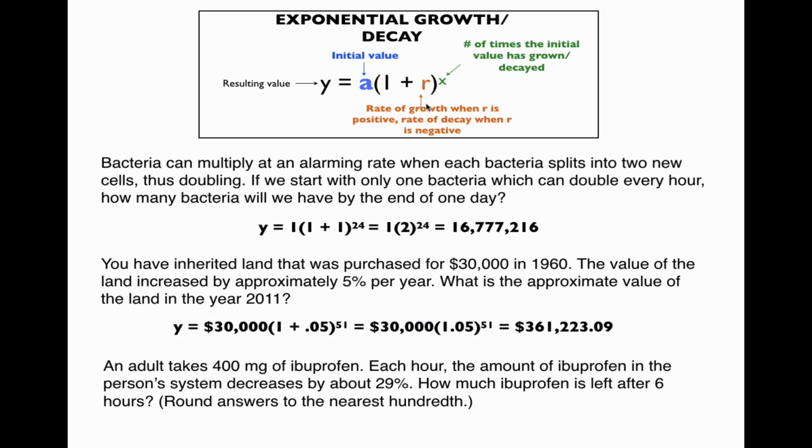And we're doing this 6 times over 6 hours. So our equation should look like 400 times 1 minus 29%, or 0.29, and we're doing that 6 times. When you take away 29% of a value, you're left with 71% of that value. So if you take 71% of 400 6 times, that gives you 51.24 milligrams.